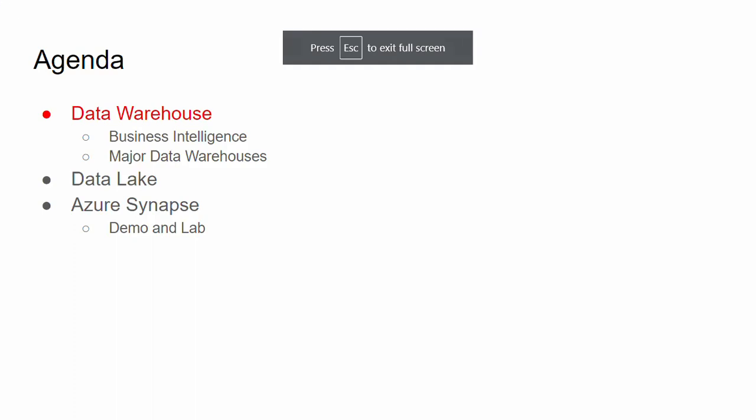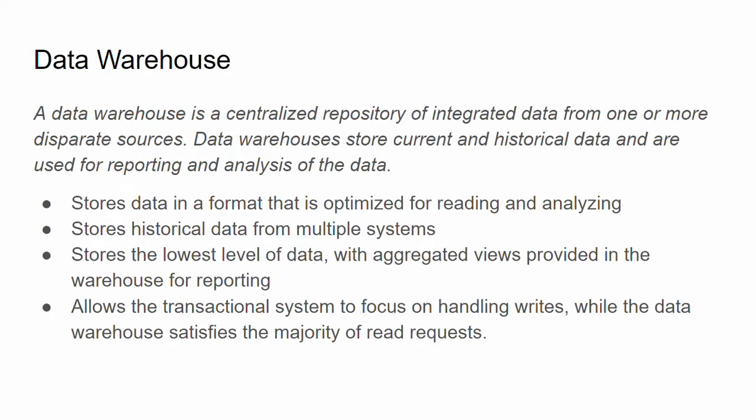Let's discuss data warehouse in this section. So what is data warehouse? A data warehouse is a centralized repository of integrated data from one or more disparate sources. Data warehouses store current and historical data and are used for reporting and analysis of the data.